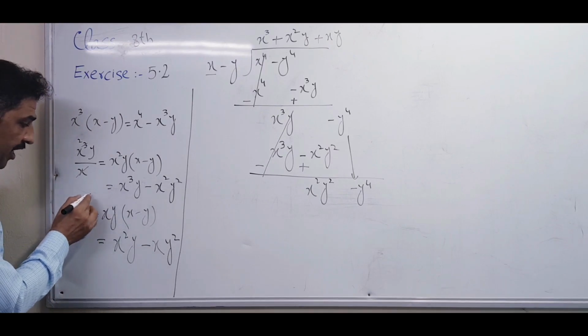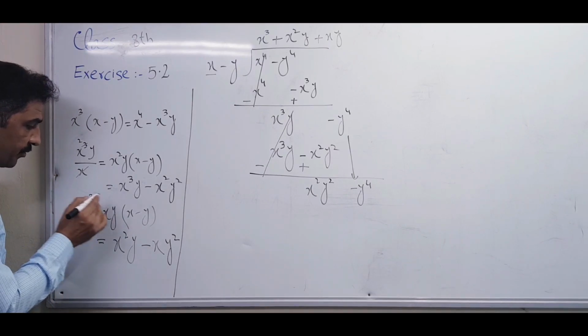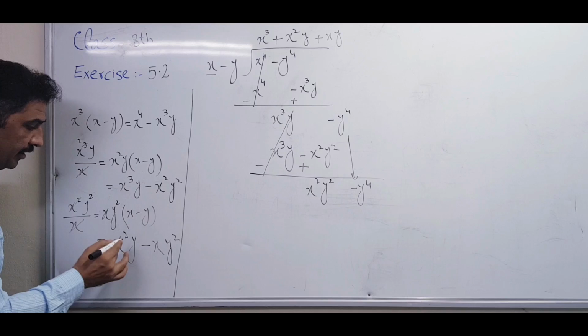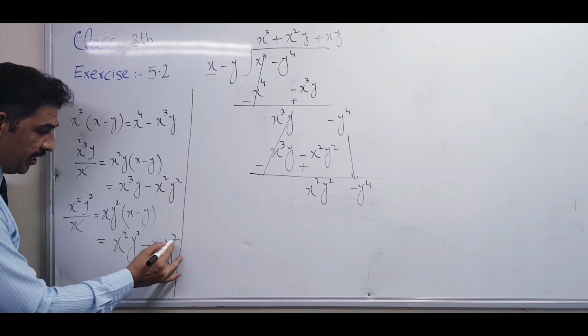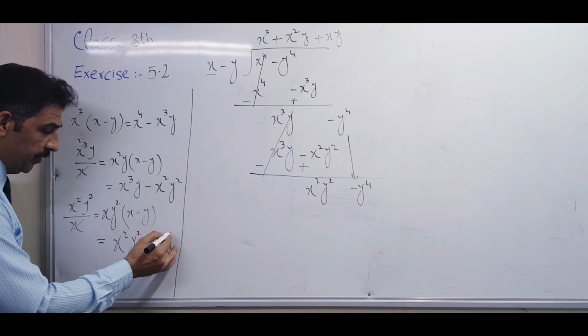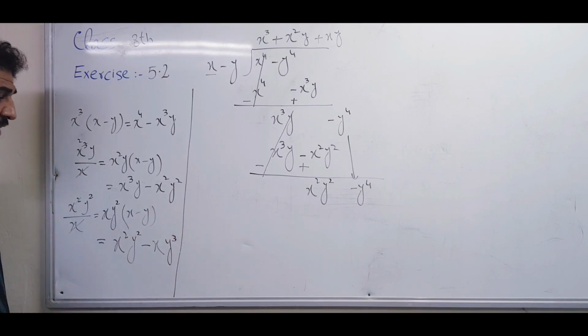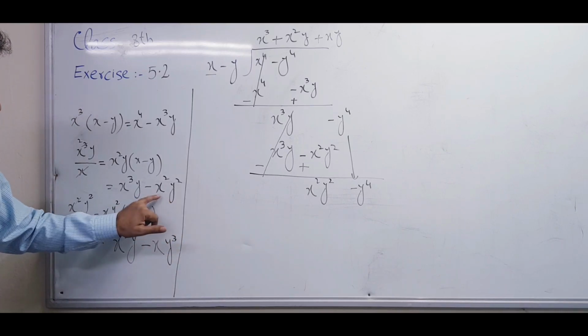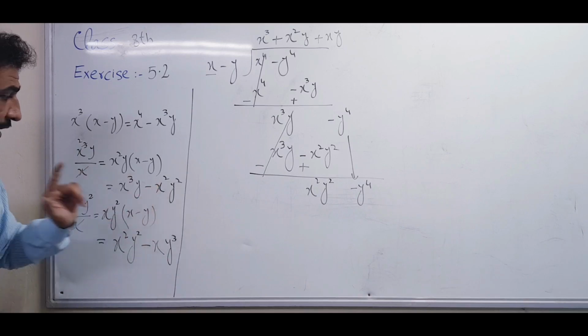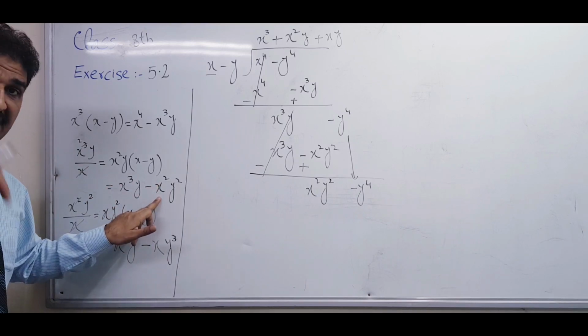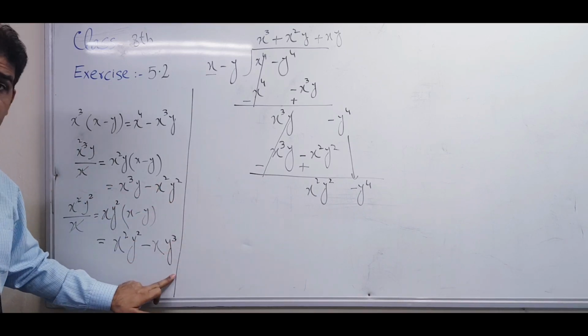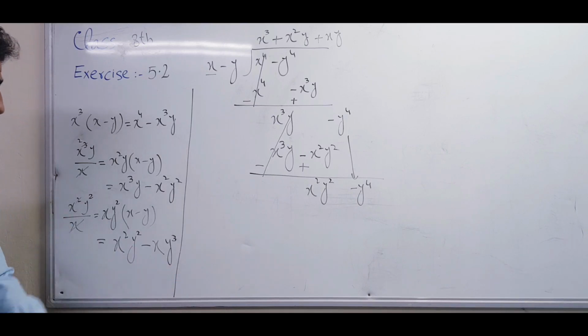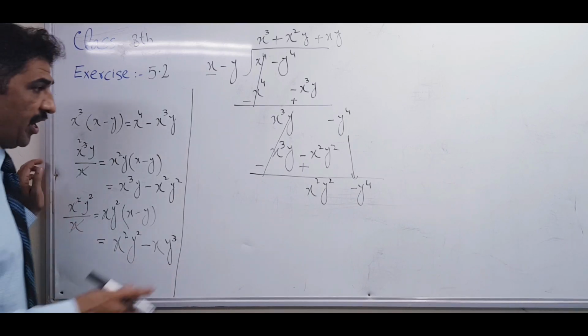When I'm writing x square y square, here is also coming y square, here is also y square, and here y cube. How can I know that one? Because in the previous term I am having x square y square. Now according to the rule, x variable power decreases and y variable power must increase. So xy cube.